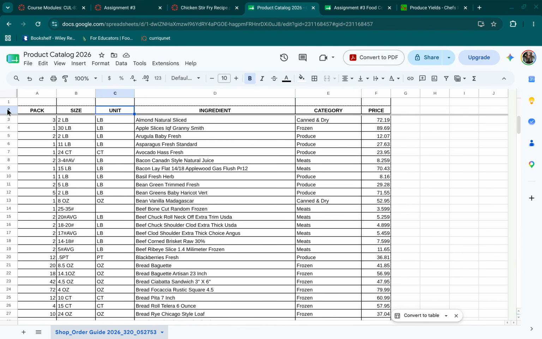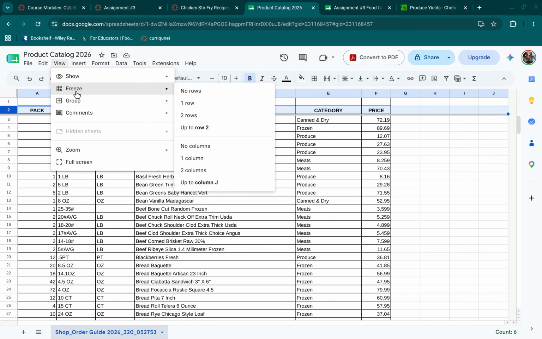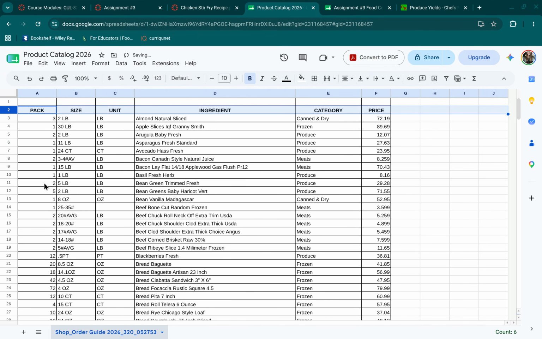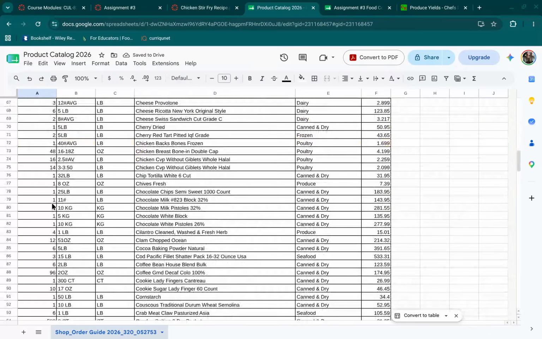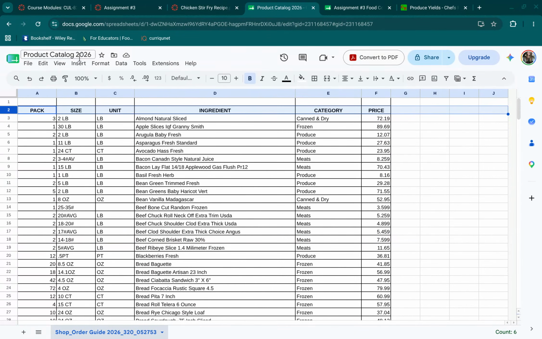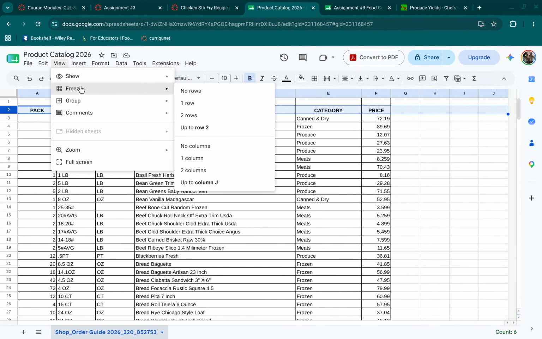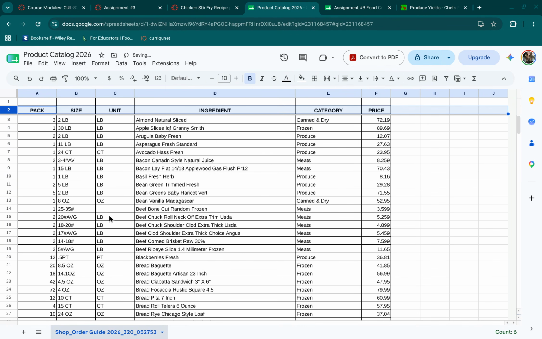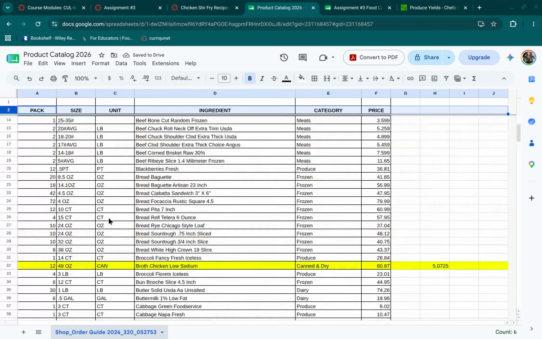So for example, if I unfreeze it, see how I lose that title column or title row up top. So you can go to view, freeze, and it's usually this up to row, or if you're doing the column, that will freeze it for you, and then it will stay in place, which makes reading this catalog a whole lot easier.